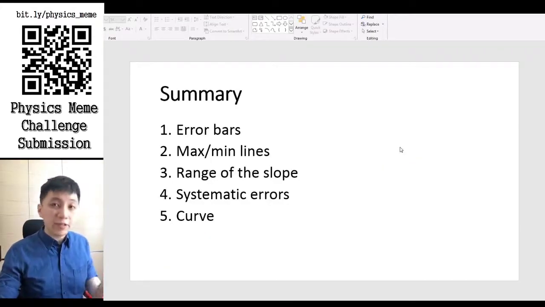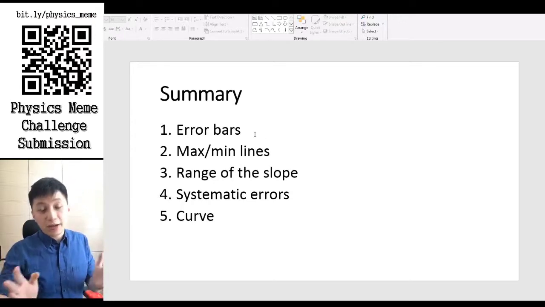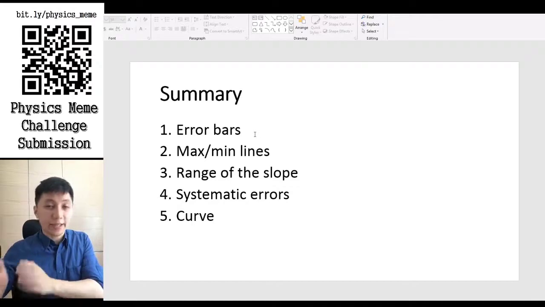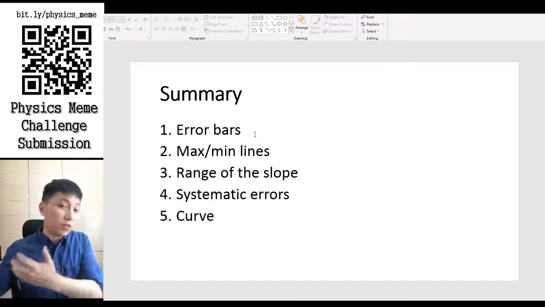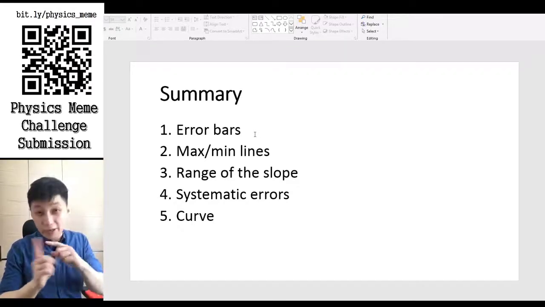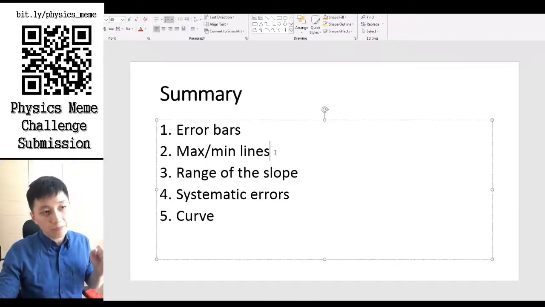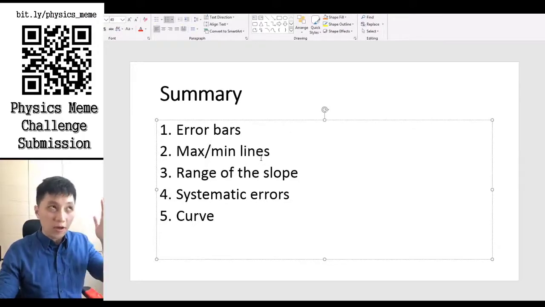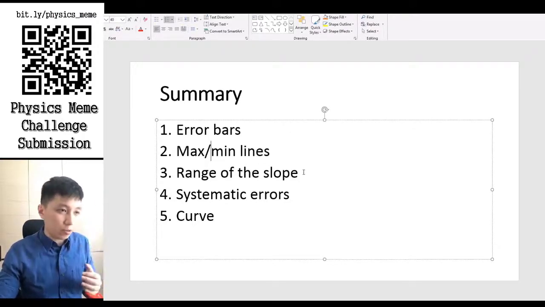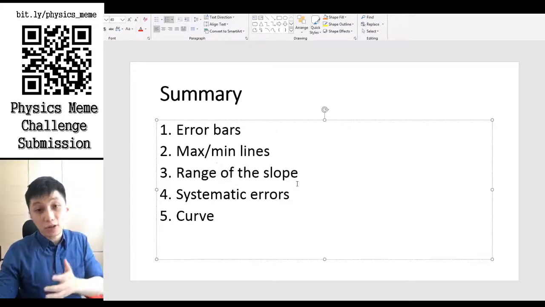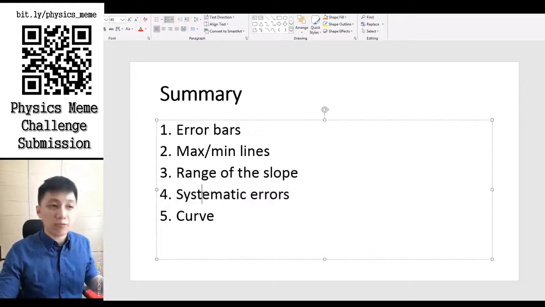Since this is a long video, I would like to make a small summary. We talked about error bars, how we can justify them from your previous work, as in absolute uncertainty, which you may need to propagate from what you learned earlier to draw the error bars for the x and y axes. Then you use those error bars to draw the max-min line, which is the worst case, the greatest slope and the least slope. Then you can find the range of the slope by interpreting the physical meaning of the slope. Then you can determine whether there are systematic errors as well. And lastly, some important ideas about the curve.